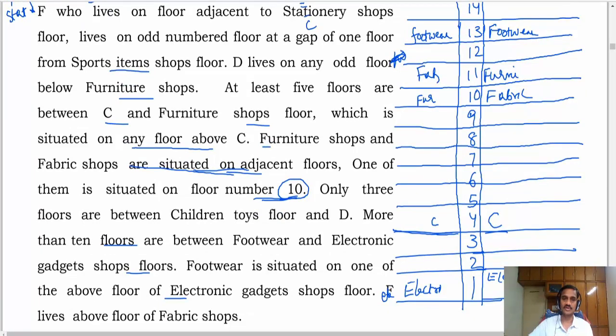Footwear and electronic, and only 3 in between children and D. More than 10 floors between these two.